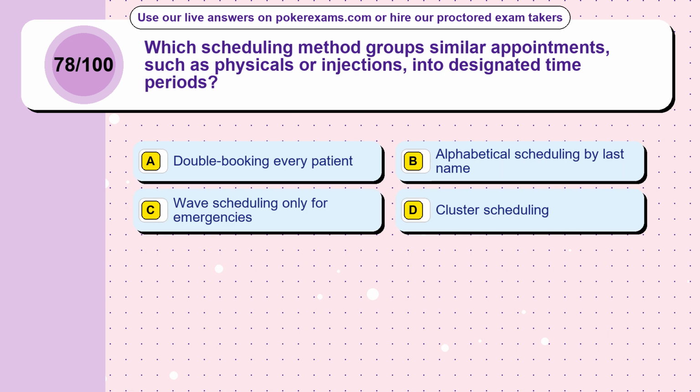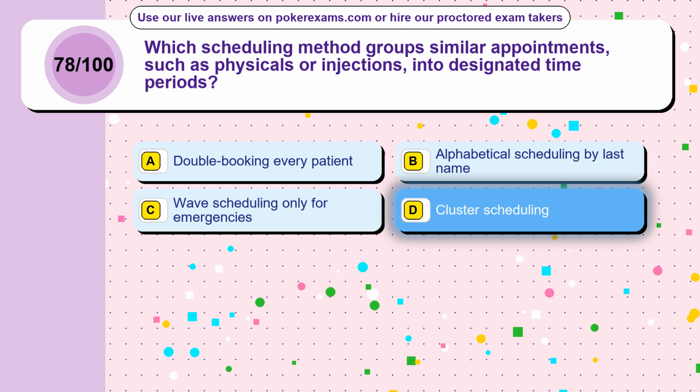Question 78. Which scheduling method groups similar appointments, such as physicals or injections, into designated time periods? Option A, double booking every patient. Option B, alphabetical scheduling by last name. Option C, wave scheduling only for emergencies. Option D, cluster scheduling. The correct answer is option D, cluster scheduling.